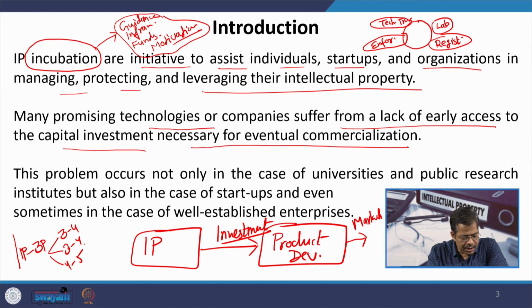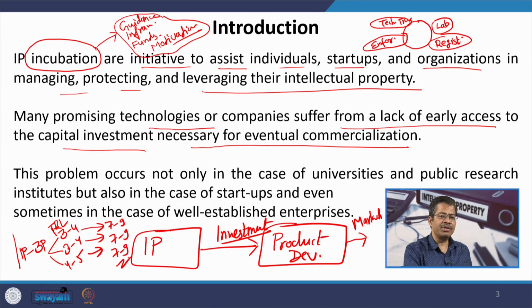Now, these TRL levels of 3, 4, 5 will not be able to get any commercial benefits. So, you need to do further improvement, you need to enhance their TRLs so that they become between 7 to 9. Now, if this TRL is not improved, commercialization will not happen.